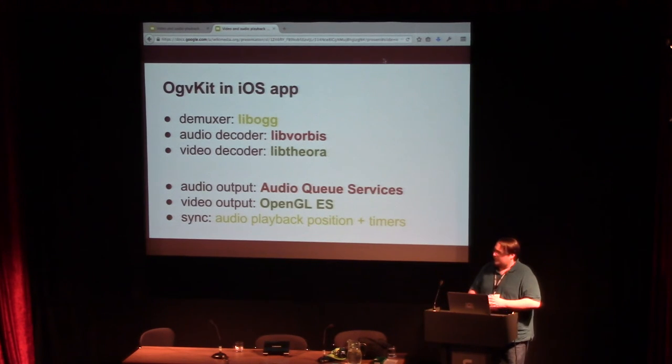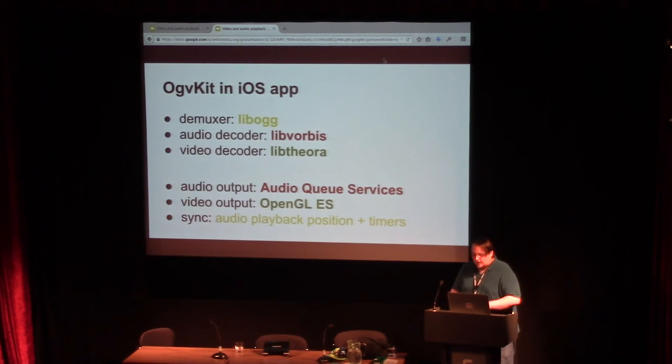So I also have another experiment, which is basically the same thing built for iOS natively. So this is the exact same thing, but uses the native audio queue services and OpenGL-ES for the audio and video output. But it can link into an iOS app natively.